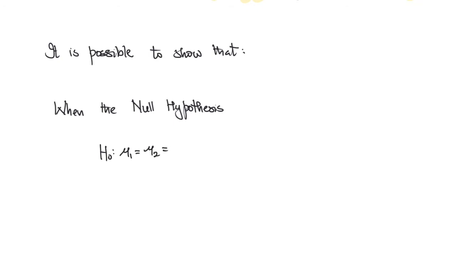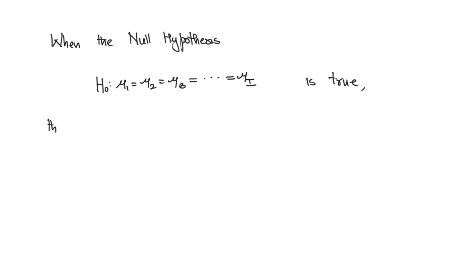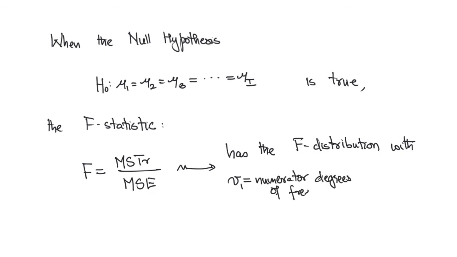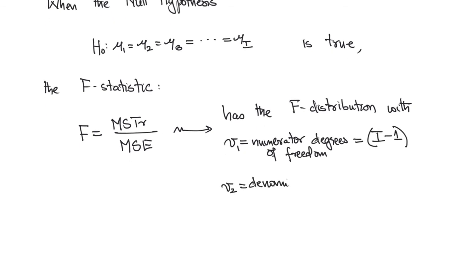It is then possible to show that when the null hypothesis for the analysis of variance hypothesis test is true, that is to say that the null hypothesis, which says that mu1 equals mu2 equals mu3 all the way up to mu I, is true, then the F statistic MSTR divided by MSE is going to have the F distribution with the numerator degrees of freedom equal to capital I minus 1 and denominator degrees of freedom equal to capital I times J minus 1.